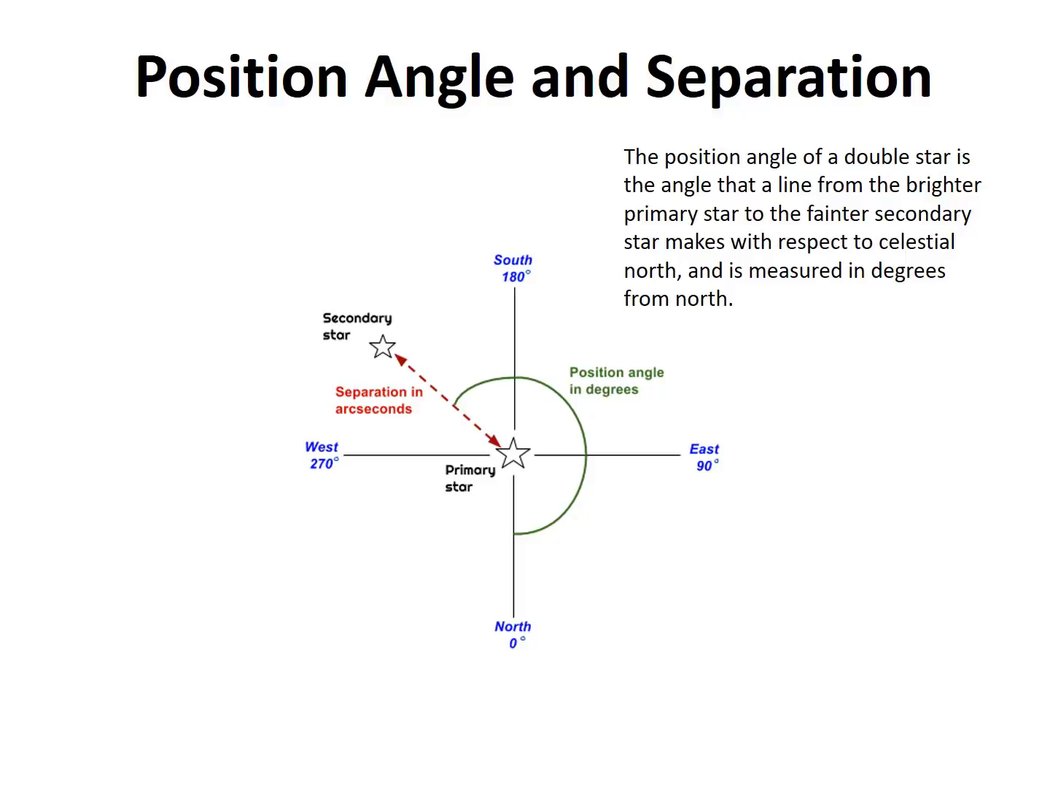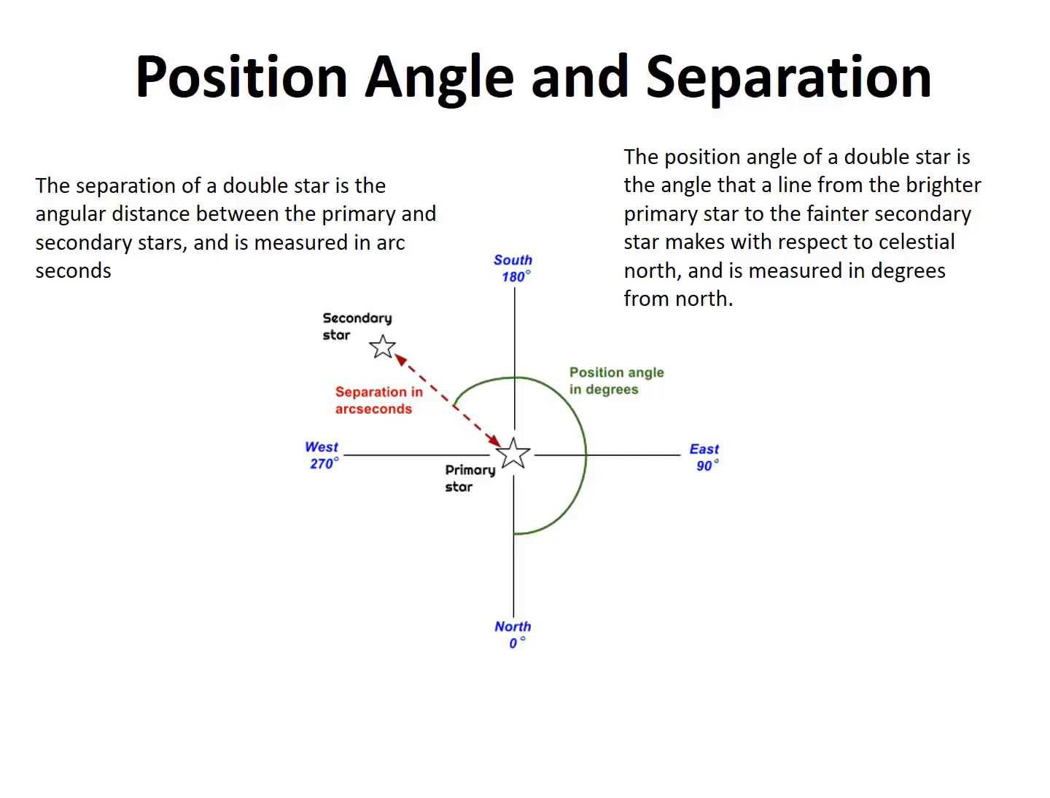The separation of a double star is the angular distance between the primary and secondary stars and is measured in arcseconds, or, for close doubles, in a fraction of an arcsecond. An arcsecond is a very small angle. A circle is divided into 360 degrees, while a degree is divided into 60 arc minutes, and an arc minute is divided into 60 arc seconds. Thus, there are 1,296,000 arc seconds in a circle. An arcsecond is the angle that a dime extends at a distance of about a mile.